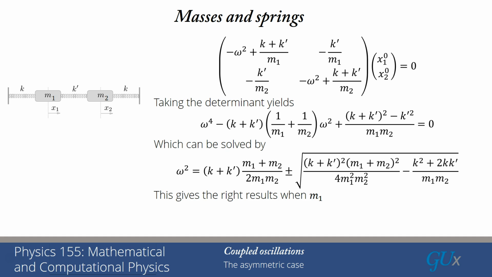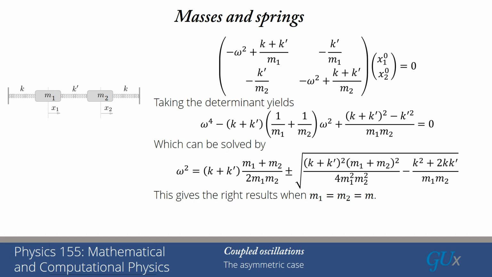Now, if I took the situation where m1 was equal to m2, then you can see m1 plus m2 is equal to 2m. And that'll cancel a factor of 2m in the denominator for the first term. So I'll just get k plus k prime over m. And that'll be plus or minus a k plus k prime squared over m squared, but that's going to be minus k squared plus 2kk prime over m squared.